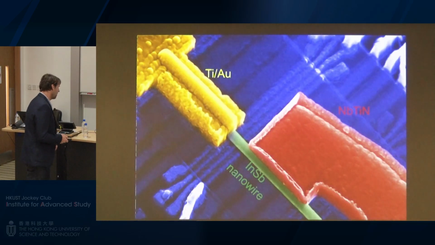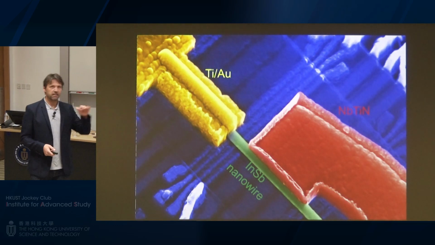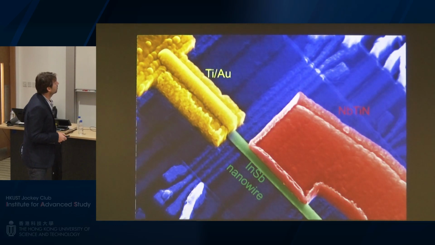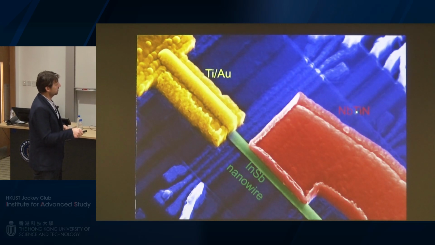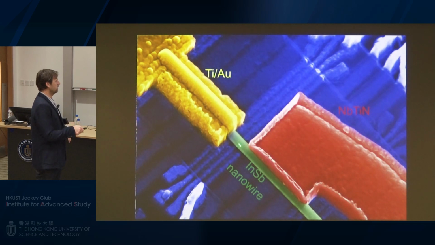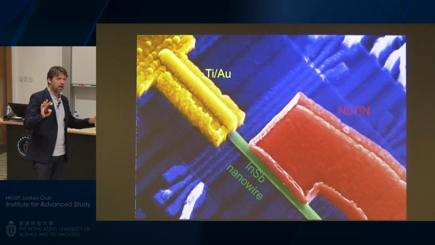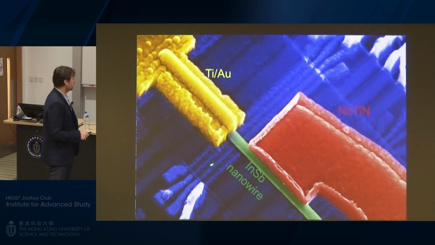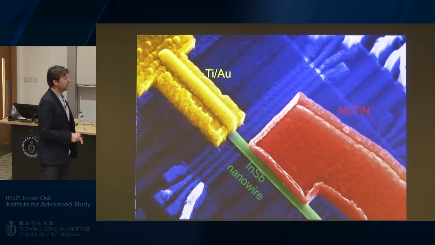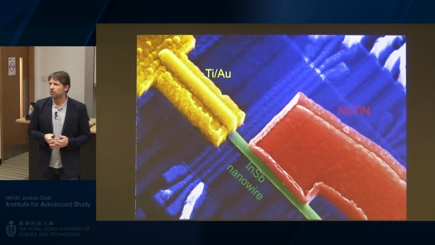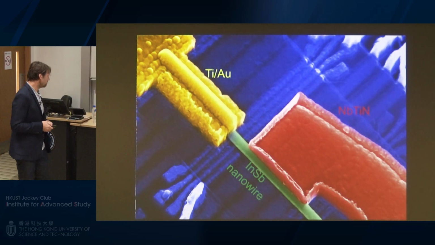But these devices that we make consist of these different materials. Gold is a metal. Niobium nitride is a superconductor. Then there's a semiconductor that connects the normal metal and the superconductor. You apply a magnetic field. You apply all kinds of voltages to these different electrodes down there. And then at some point, you have these Majoranas.